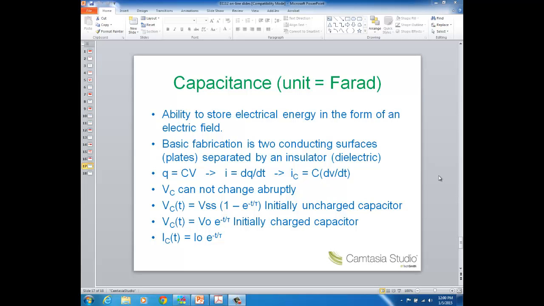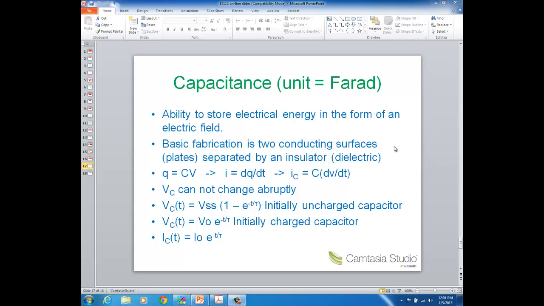Okay, this is a lecture on storage elements, both capacitors and inductors, the basics of these storage elements, which should have pretty much been covered in your physics class. So first of all, capacitance has units of farads, and what capacitance is the ability of an element to store electrical energy in form of an electric field.